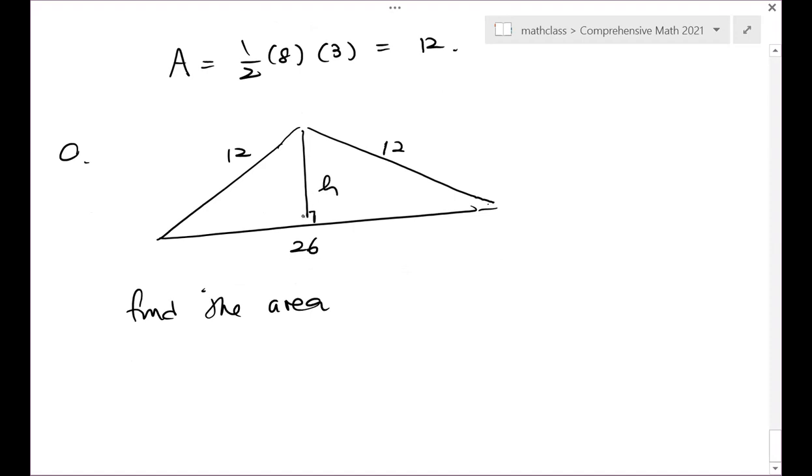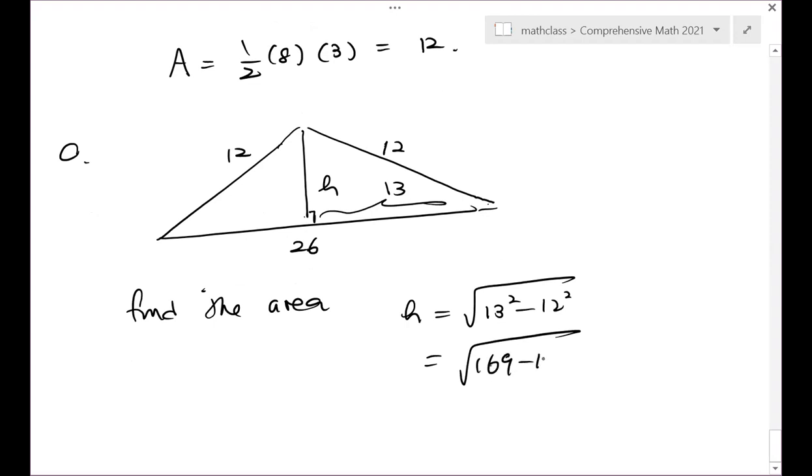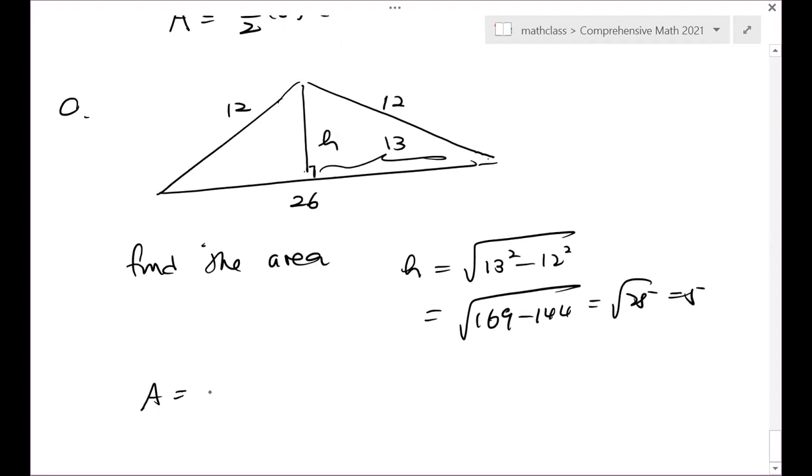Because it's an isosceles triangle, this side will be 13. Then h is going to be, by the Pythagorean theorem, the square root of 13 squared minus 12 squared. It's 169 minus 144, and that is going to be the square root of 25, which is 5. So then the area is going to be half of the base times height. You simplify it, and you get 13 times 5, which is 65.